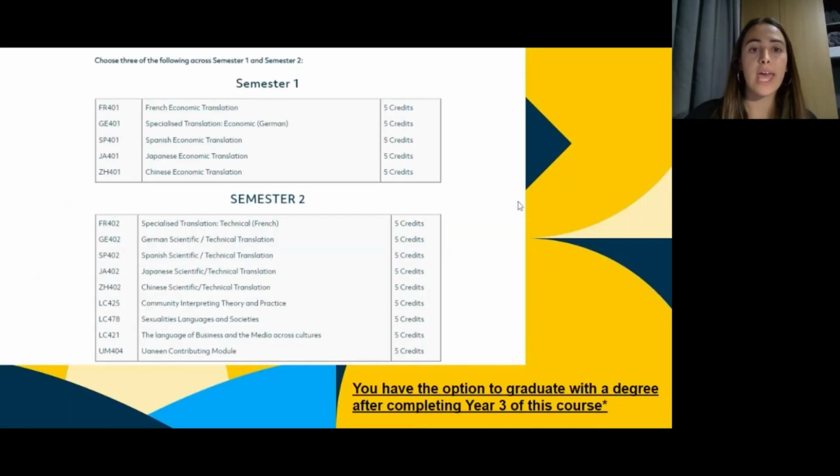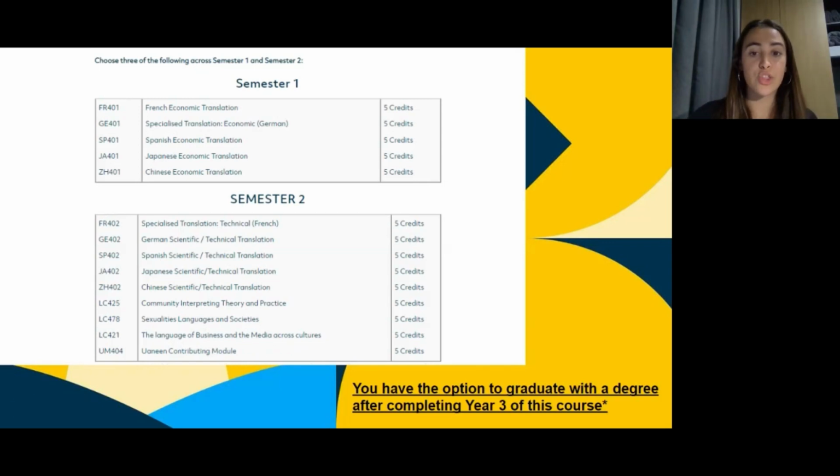Then you also have to choose 3 of the following across semester 1 and 2. So there is the module of economic translation in the languages. There's also technical translation, and then there is community interpreting theory and practice, sexualities, languages and society, the language of business, and the media across cultures.